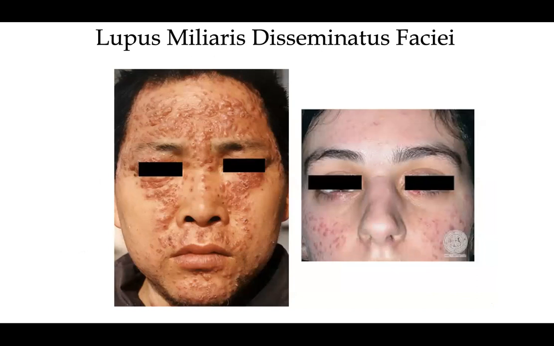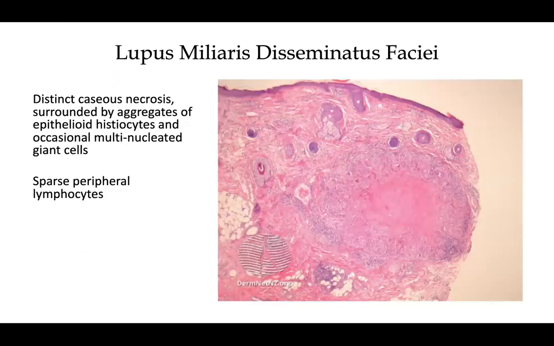So lupus miliaris disseminatus fasciae, the classic histopathology is going to contain central kind of caseous necrosis, very eosinophilic rich necrotic zone surrounded by aggregates of epithelioid histiocytes and occasionally multinucleated giant cells with sparse peripheral lymphocytes. And this is a favorite for examinations and things like that, I'm imagining, because it is such a recognizable entity.